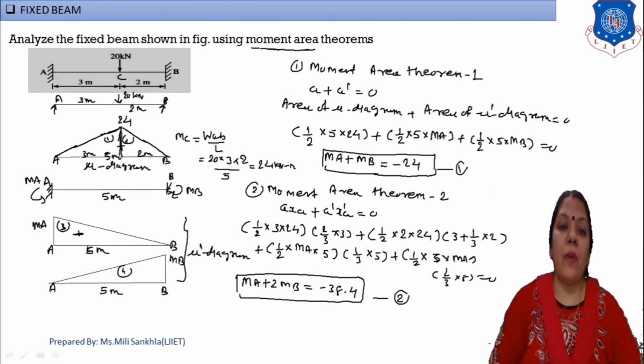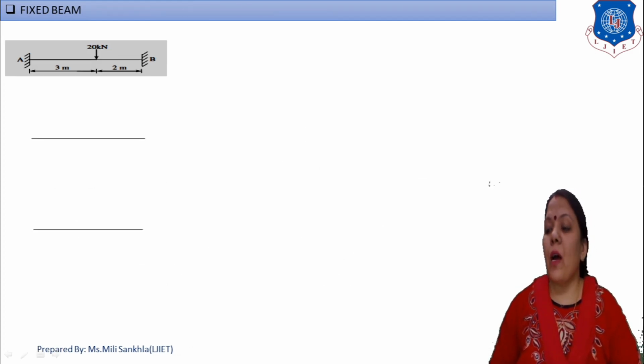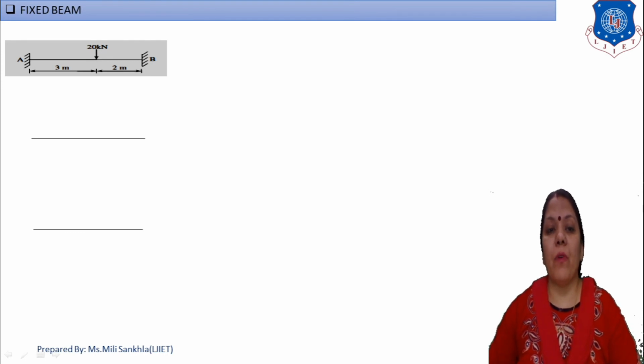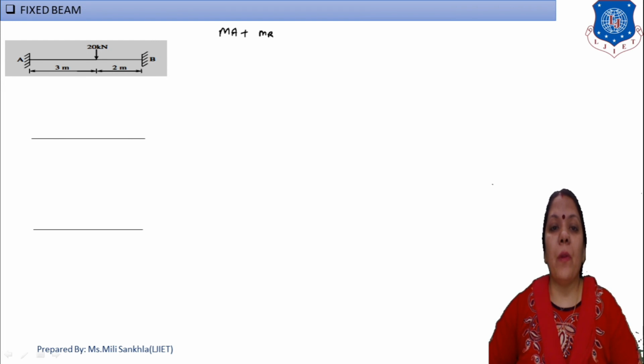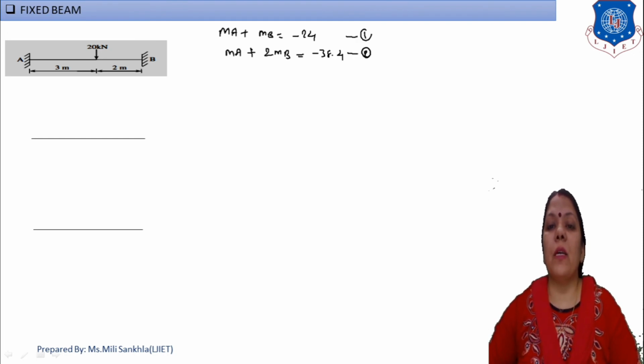Now again we carry forward this example. Here I get two equations: the first from moment area theorem number 1, and the second from moment area theorem number 2. Write them down one by one. Our first equation is MA plus MB is equal to minus 24, and our second equation is MA plus twice MB is equal to minus 38.4. This is my first equation and this is my second equation.